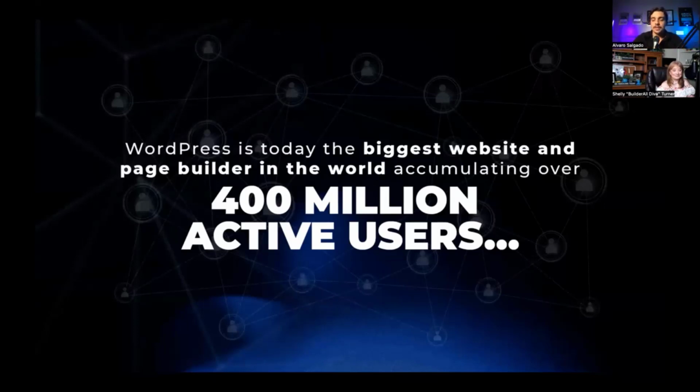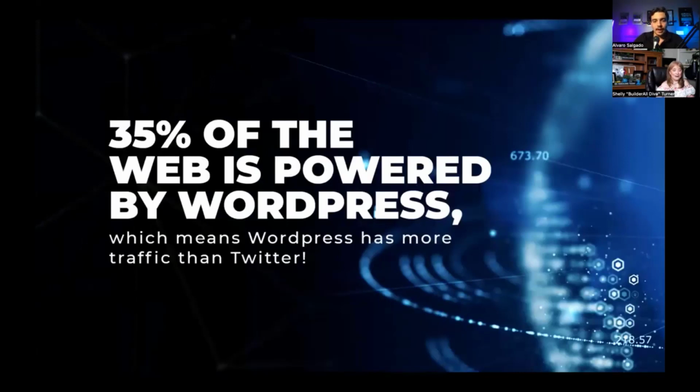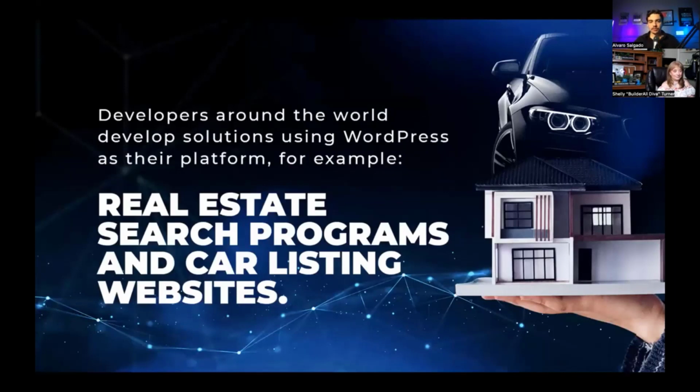So WordPress today is the biggest website and page builder in the world, accumulating over 400 million active users. Now, look how crazy this is. 35% of the web is powered by WordPress. So if you access 10 websites today, the chances are that 3 of those websites or pages are built on WordPress. So that is huge. WordPress has more traffic than Twitter. Now, developers around the world are developing solutions using WordPress as their main platform.